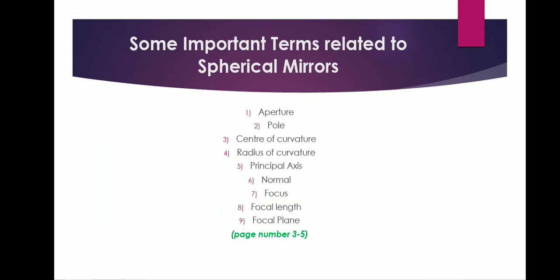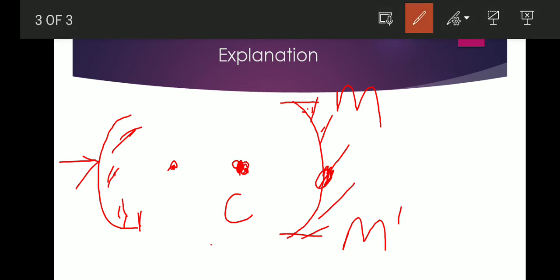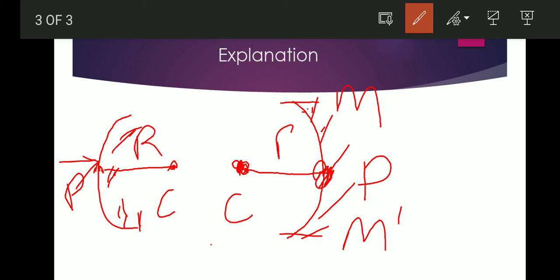Next is radius of curvature. The distance between center of curvature and pole is called radius of curvature. Here also you will have pole, and then this is C, so this distance is called radius of curvature. It is denoted by capital R. This is radius of curvature.